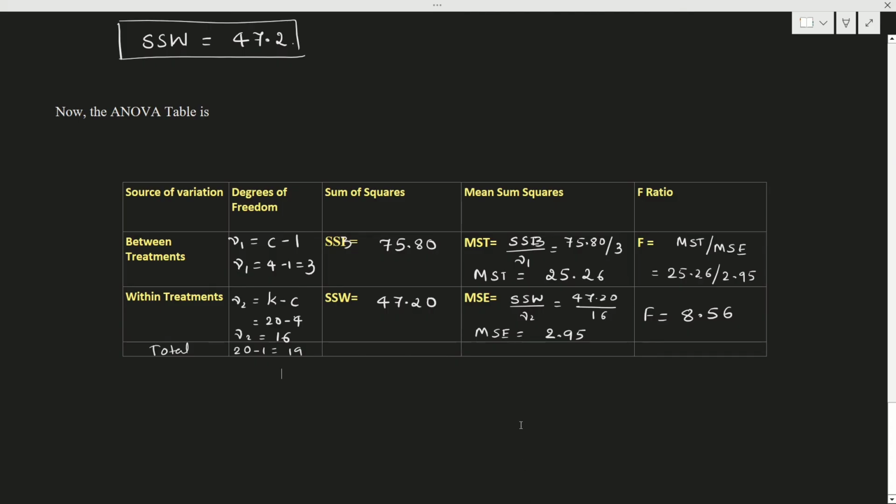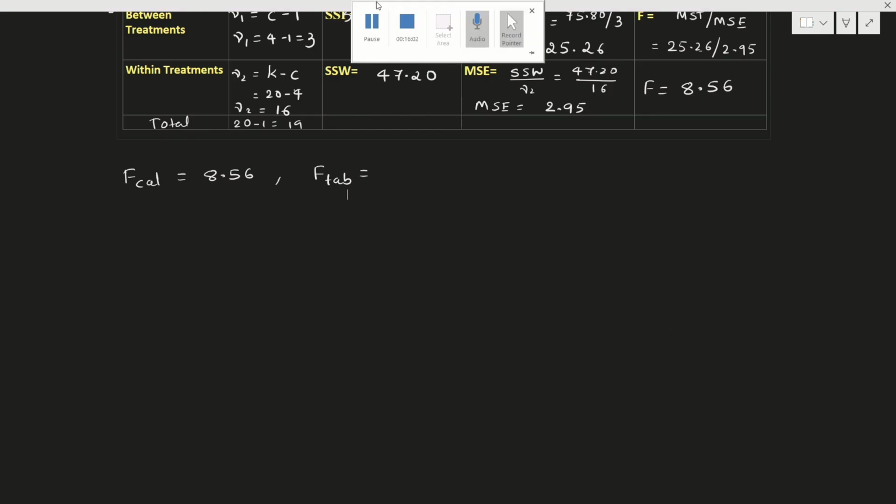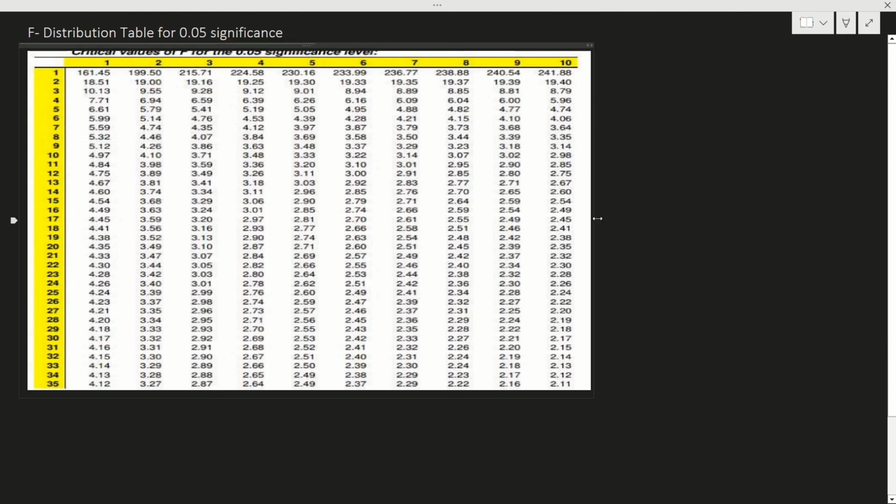Now, what we have got? We have got the F calculated value. So, F calculated is equal to 8.56. Now we need to find F tabulated. Okay. So how are you going to find this? We find this using the F distribution table. Okay. Now this is our F distribution table. Our degrees of freedom is what? F is 3, 16, that is nu 1, nu 2. Yes. F with nu 1 as 3 and nu 2 as 16.